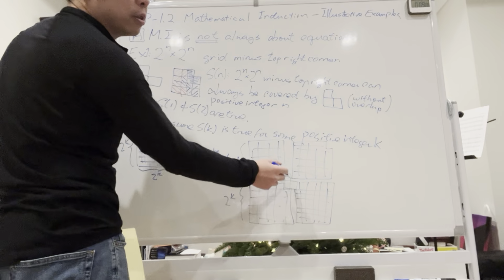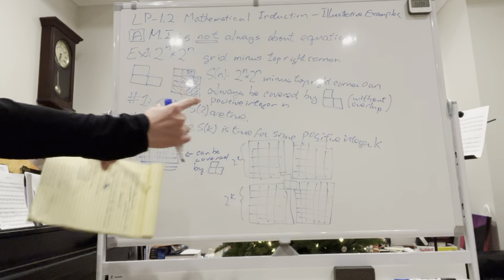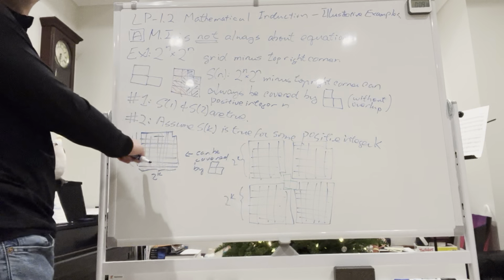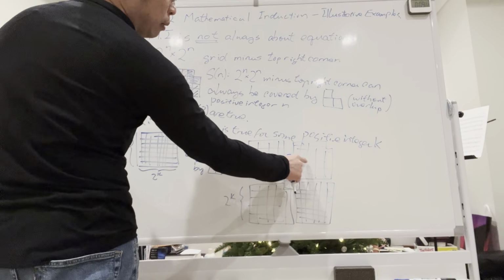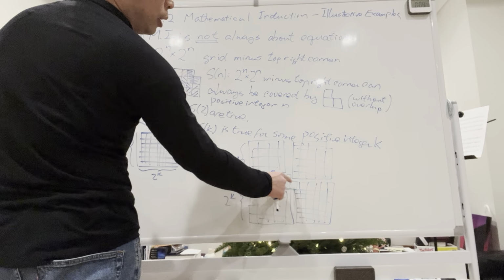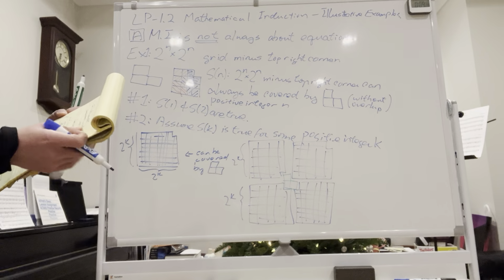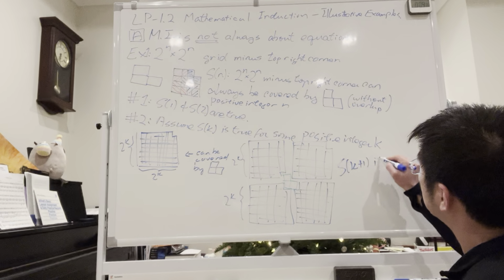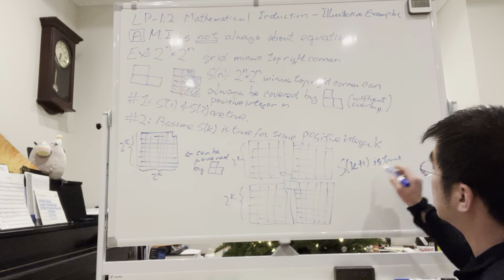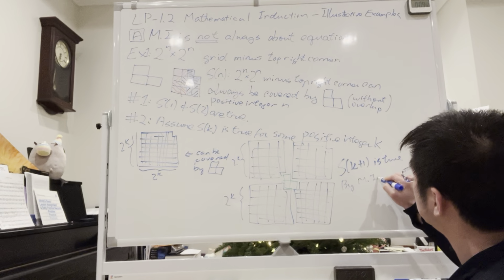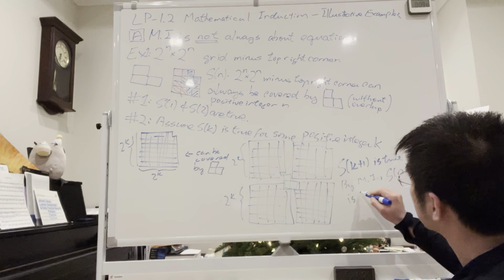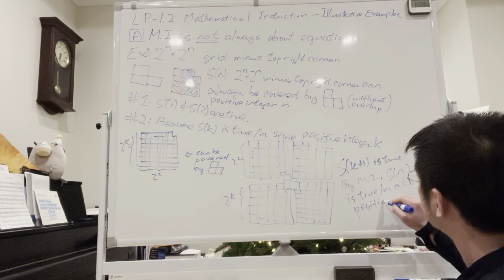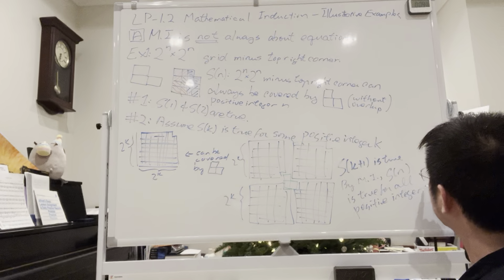There's a hole which is in the shape of this. So think about the three squares put together. We know this one can be covered by this, by the assumption. This one can be, this one can be, this one can be. And there's this additional spot that we need to cover by one additional piece. Because of that, we just showed that S_{k+1} is true as well. And then we say by mathematical induction, S of n is true for all positive integers n.